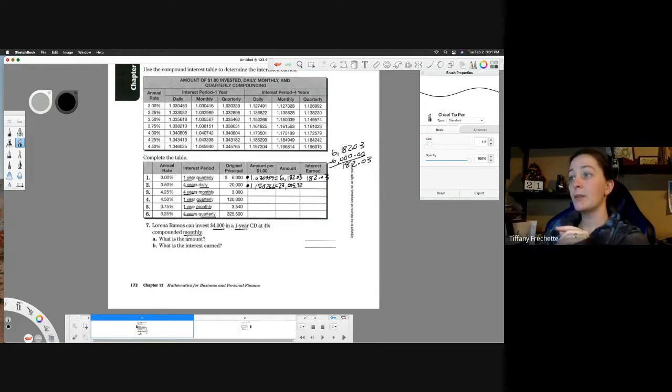So we know it's 1 year monthly, and then we know that it's a 4%. And remember, CD just means certificate of deposit. That's what we're talking about. But they're going to say it even on the next problem when we look at number 8. They say certificate of deposit instead of CD. So just make sure you understand that means the same thing.